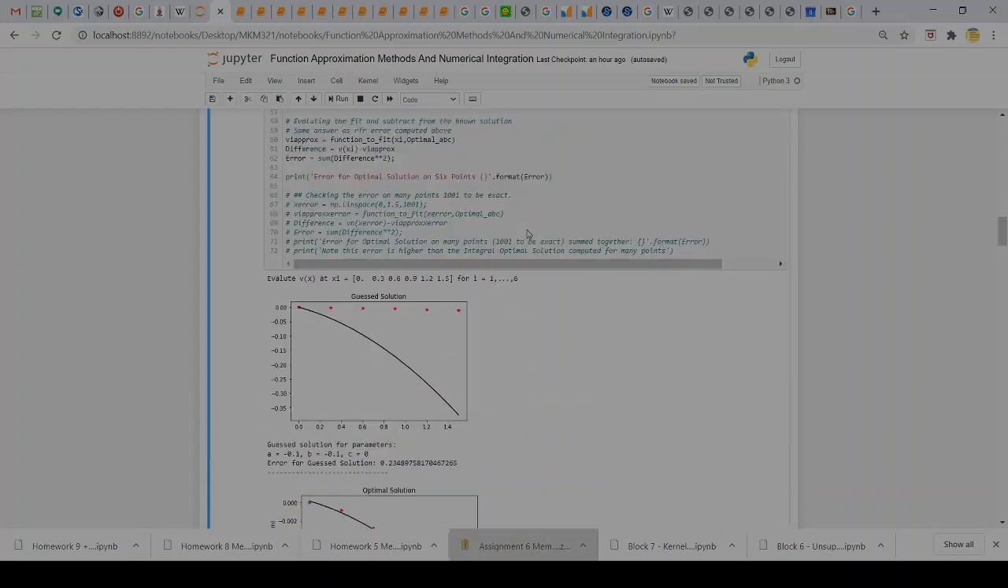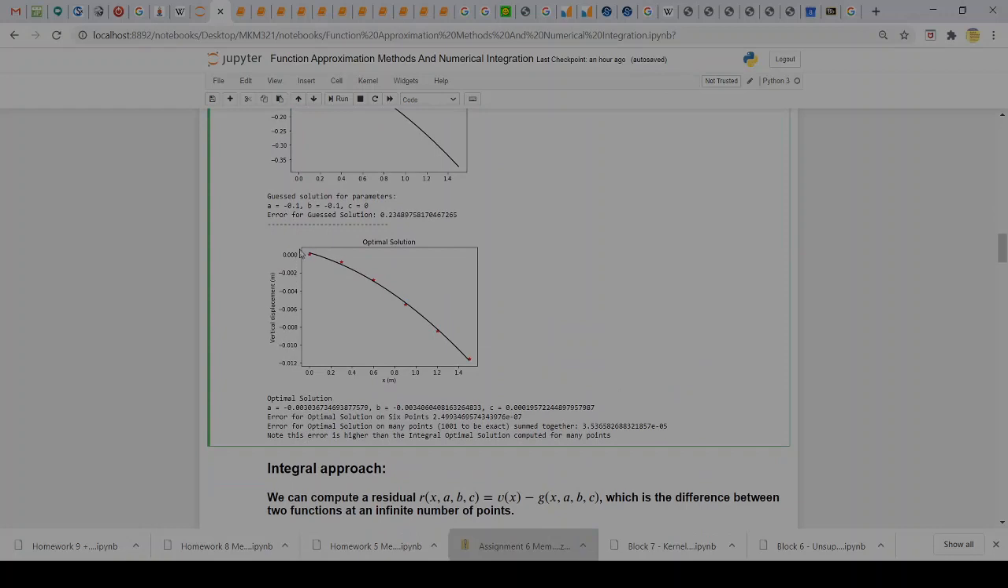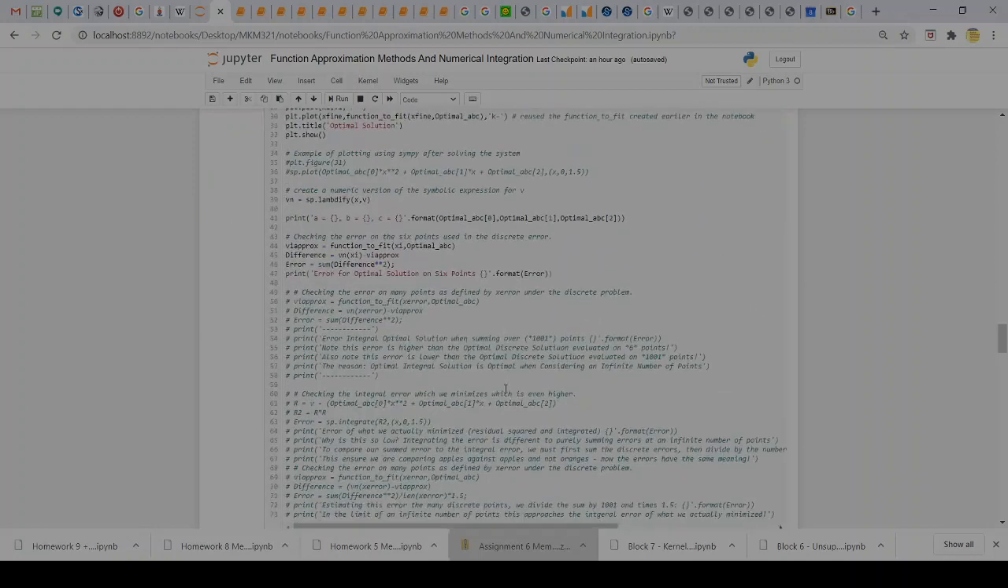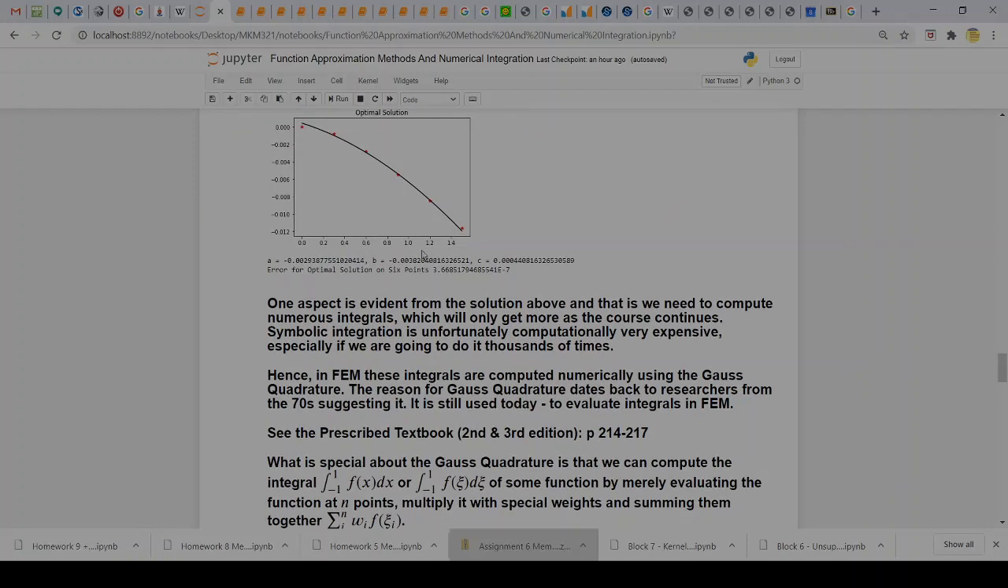This is lower. So you can't beat this. We can't beat this error here. This is the best solution if I just want to minimize the error at 6 locations. Even the integral approach is worse off. Why is the integral approach worse off?